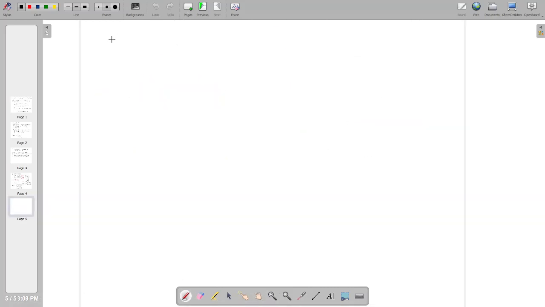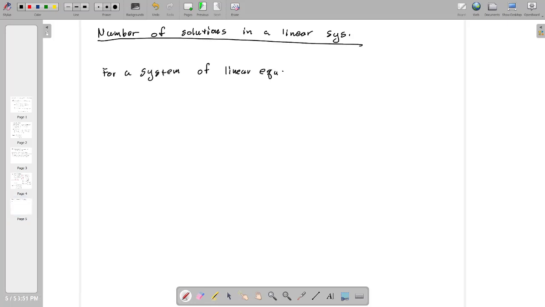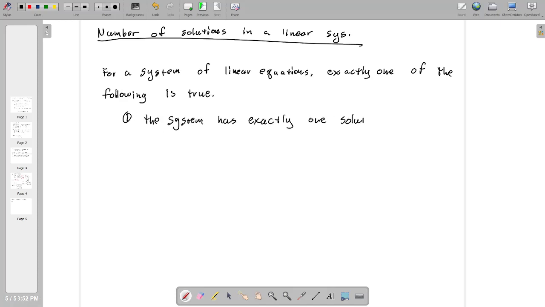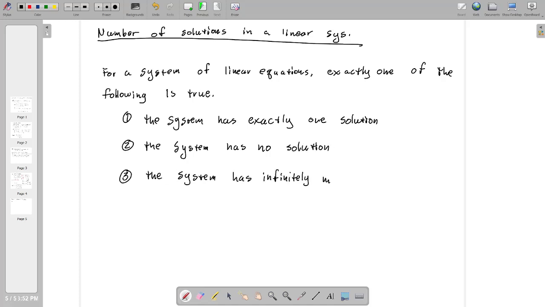The next topic I want to cover is the number of solutions in a linear system. For a system of linear equations, exactly one of the following is true. 1, the system has exactly one solution. 2, the system has no solution. 3, the system has infinitely many solutions.